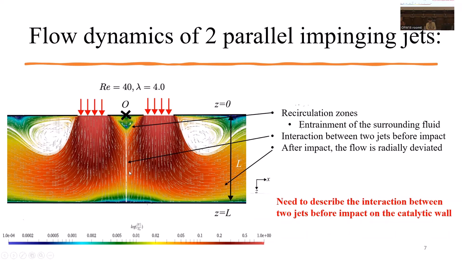Next, both flows start to interact, so we have this interaction zone. And after impact, the flow is radially deviated, so we have a flow which is parallel to the bottom wall, to the sample. We need to describe this interaction zone because it's complex, and the concentration on the sample will depend on this interaction.